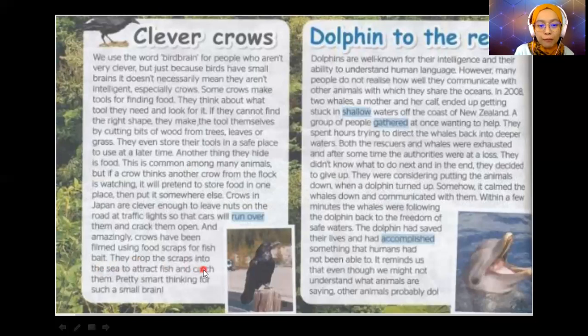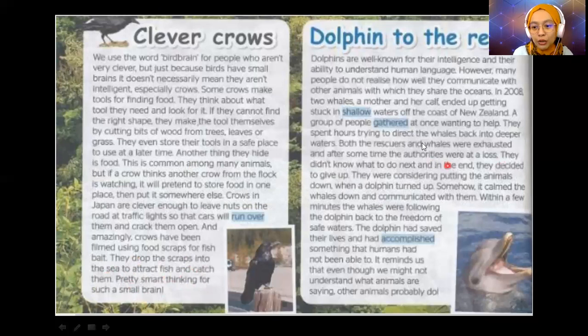Okay, they drop the scraps into the sea to attract fish and catch them. Dia campak makanan tu, dia jatuhkan makanan tu, and then bila ikan naik nak makan makanan tu, dia tangkap. Okay, pretty smart thinking for such a small brain. Okay, sangat bijak pemikiran mereka untuk otak yang kecil.